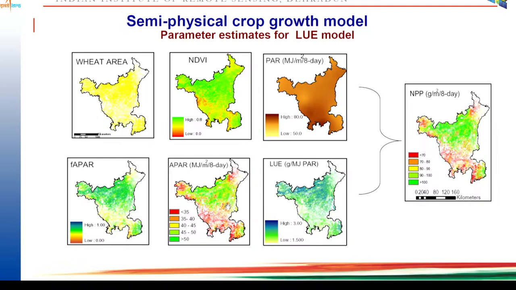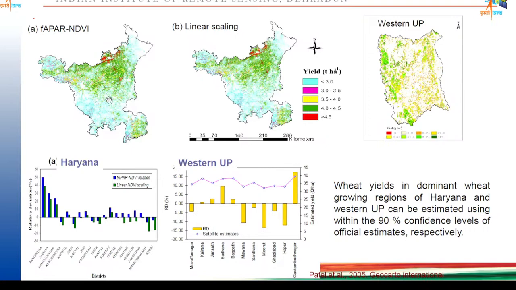Absorbed photosynthetically active radiation, you multiply with light use efficiency, you will finally get net primary productivity for every 8 days. Then you sum for the whole growing season, and you will finally get crop yield. Like this for the Haryana region, with the FAPAR based approach. Here you can see for Haryana, the majority of districts are within 10% of the official estimate; this efficiency based semi-empirical physical model could estimate it. Western UP is also within 10% of the official estimate that you can get with this kind of light use efficiency based model.